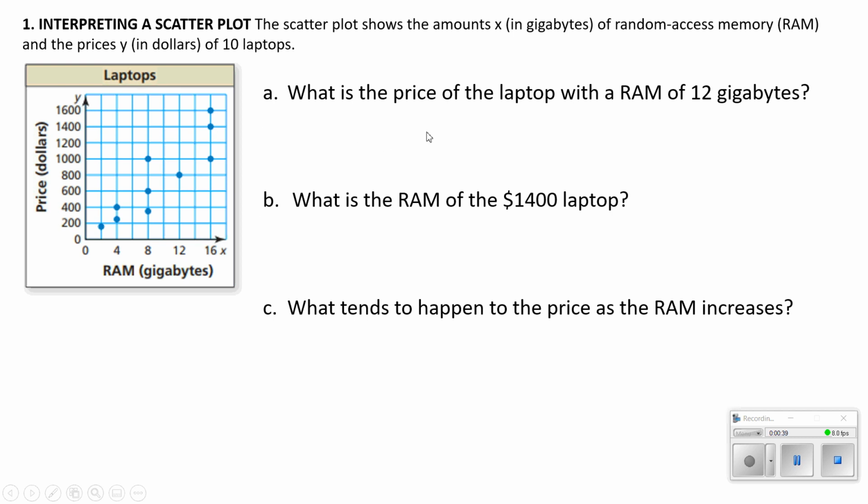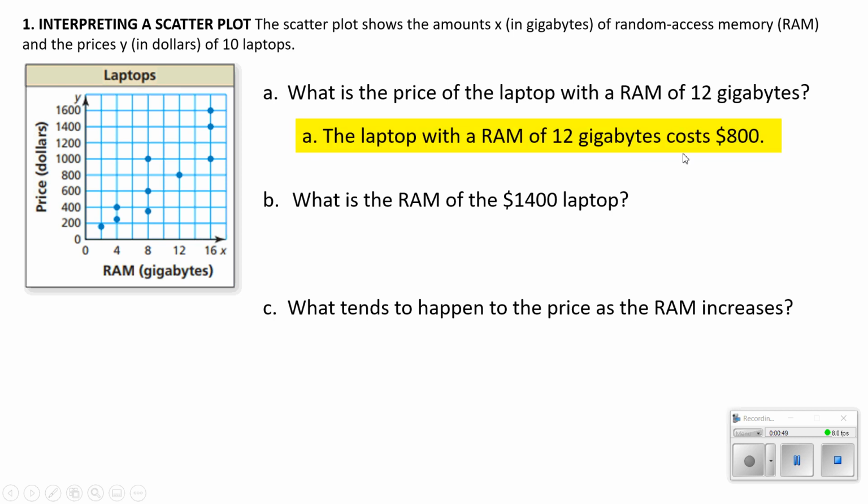All right, so what is the price of a laptop with a RAM of 12 gigabytes? We go to 12 gigabytes, come up, and we see that a laptop is going to cost $800. This says, what is the RAM of a $1,400 laptop? So we'd come over to 1,400, and we'd see the dot there, and we'd come and see that that's going to be 16 RAM.